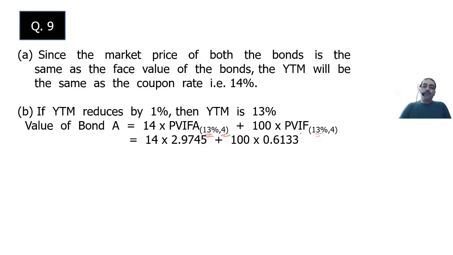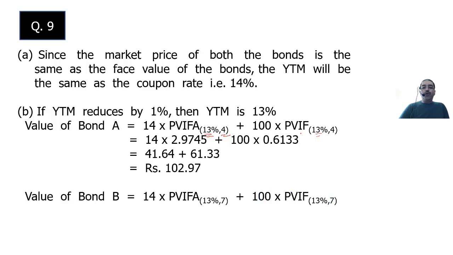Multiply. 41.64 plus 61.33, rounded up to 2 decimals. So total comes to 102.97.